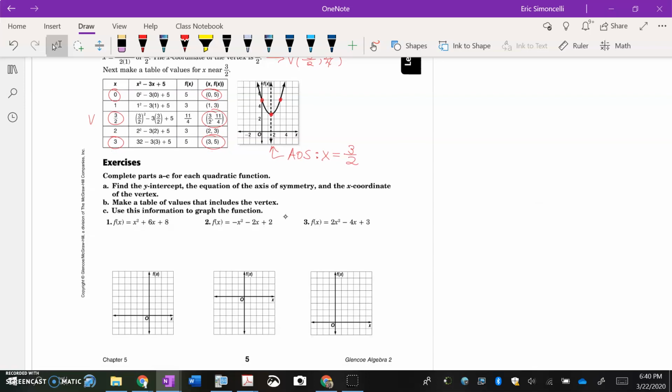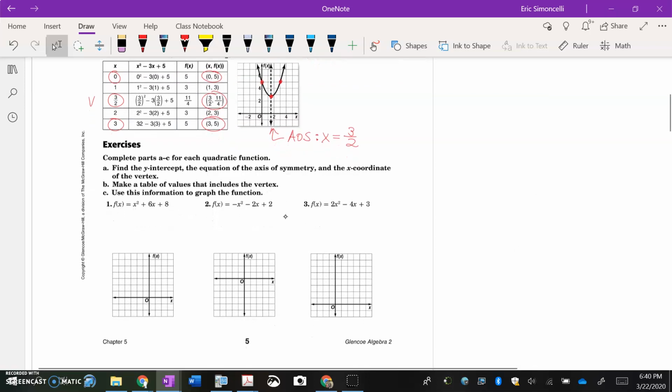It says, again, complete parts A through C for each quadratic function. For part A, find the y-intercept, the equation of the axis of symmetry, and the x-coordinate of the vertex. B, make a table of values that includes the vertex. And lastly, use this information to graph the function for part C. Okay, so for number 1, we've got an A value of 1, we've got a B value of 6, and a C value of 8.